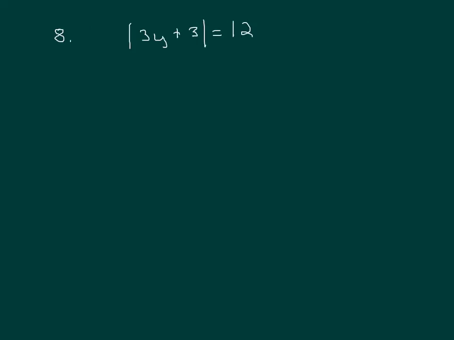In this problem, while you were working it, you just made an error, and here was your error. You said this broke down to 3y plus 12 equals 12, or 3y plus 12 equals negative 12. So once you did that, instead of saying 3y plus 3, then you were doomed.